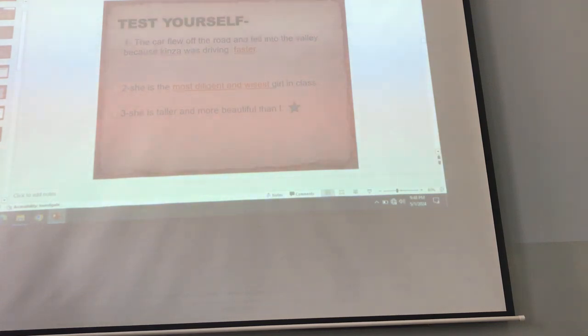She is taller and more beautiful than I. This sentence is correct. Now I would like to call Ikra Zulfikar to continue the lecture.